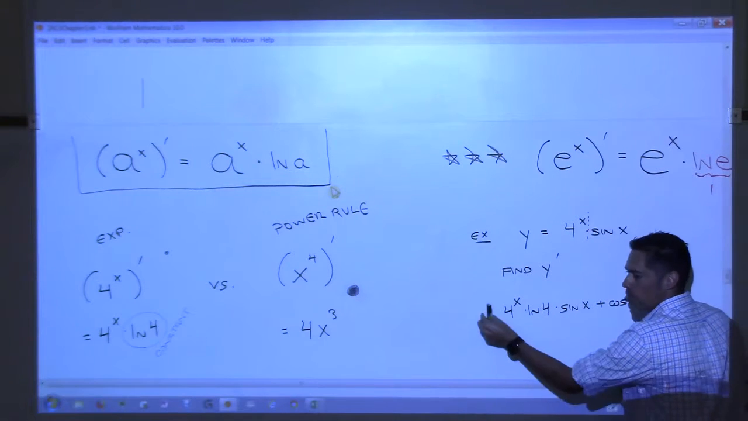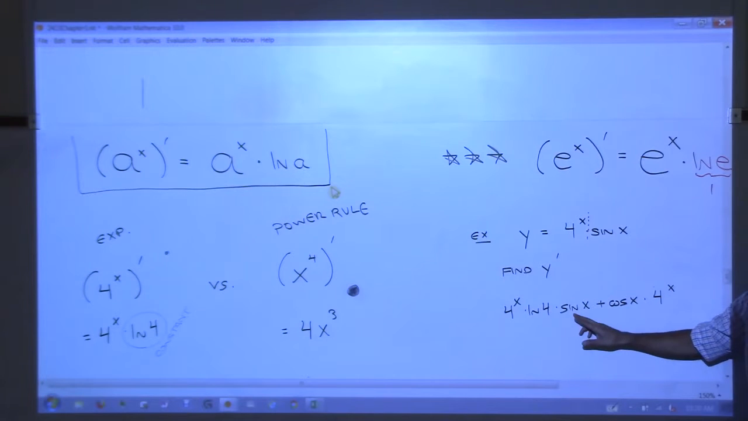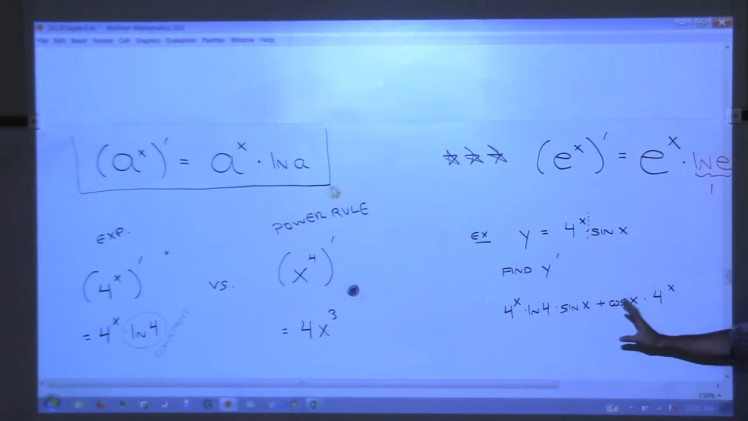Now you could put the natural log 4 out in front. It's up to you. So 4 to the x natural log 4 times sine x plus the derivative of sine, which is cosine, times 4 to the x. That's the way it should be done. Understand? Everyone see the product rule there? Okay.